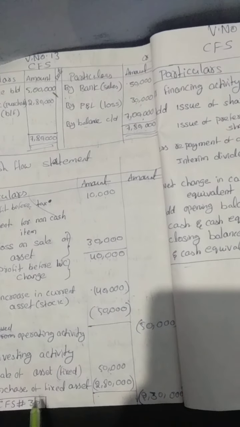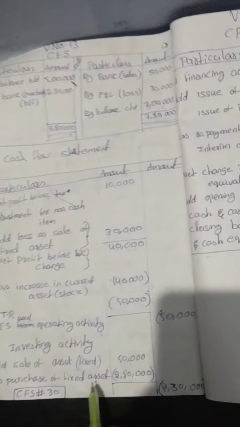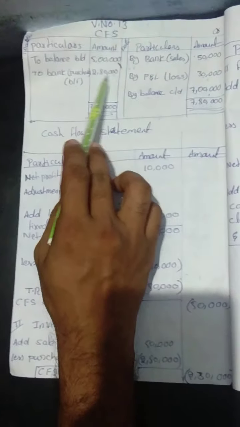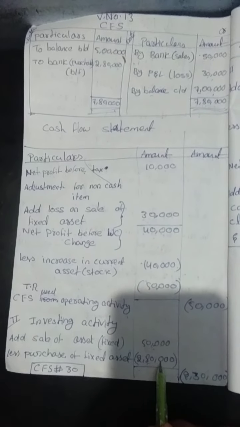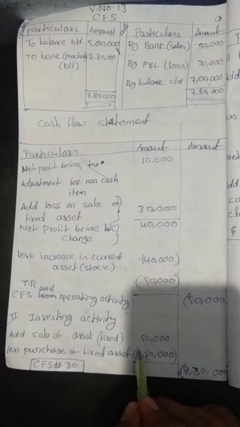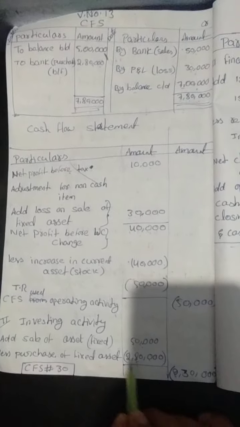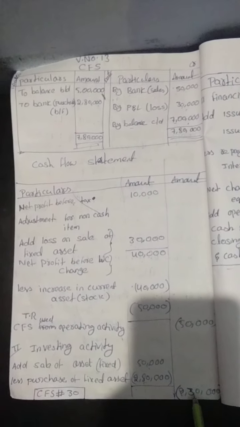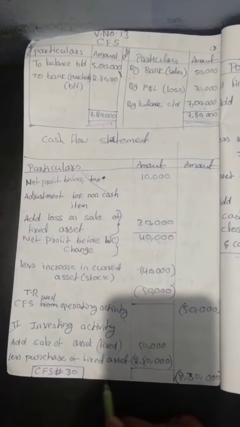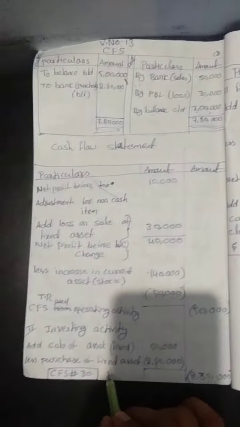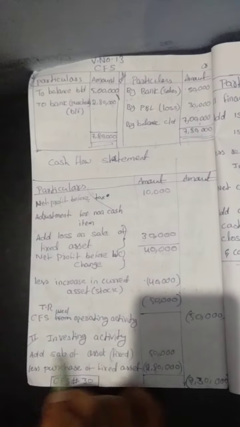Next is less: purchase of fixed asset. The asset we purchased was already recorded in the asset account, and it was 2,80,000. That 2,80,000 we record here. This is a cash outflow, a decline in amount, so we put it in brackets. The difference amount is 2,30,000, which we put in brackets. This heading is cash used in investing activity.